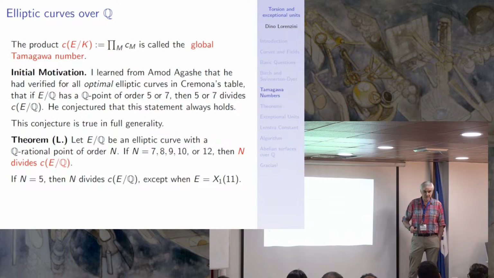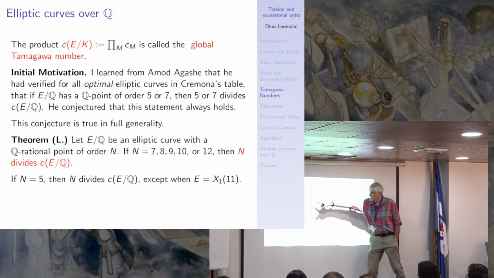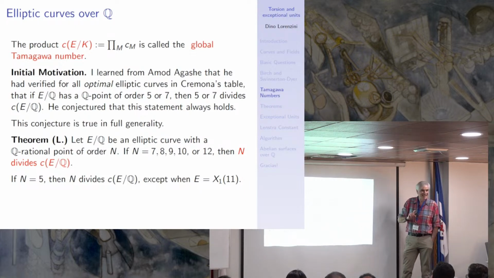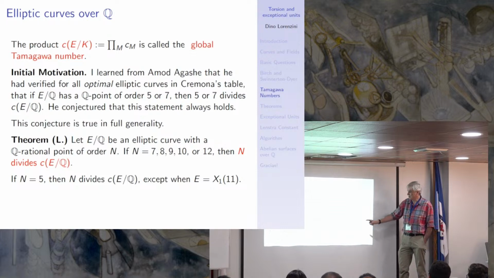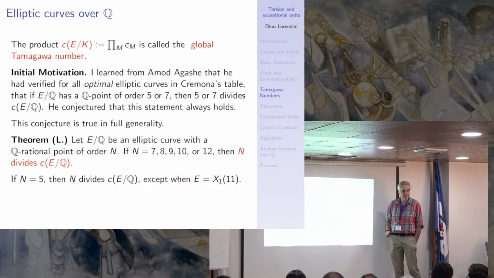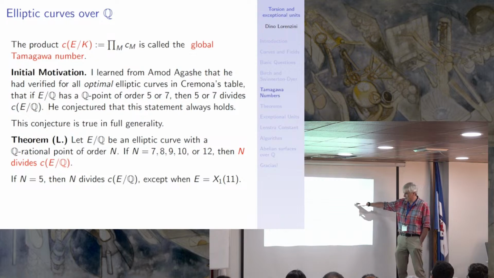So we go back here and we see that I put the word optimal. And optimal means for an elliptic curve that you are X_0(11). So X_0(11) is the optimal one. X_1(11) is in the isogeny class, but is not optimal. And here we don't divide. So there's no contradiction between what Ahmad was saying and that theorem.